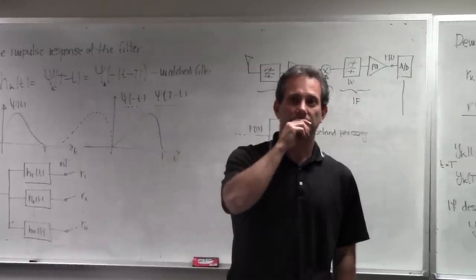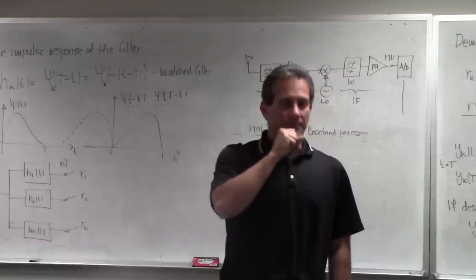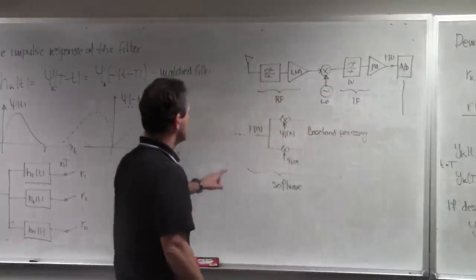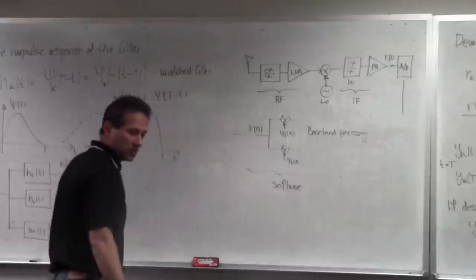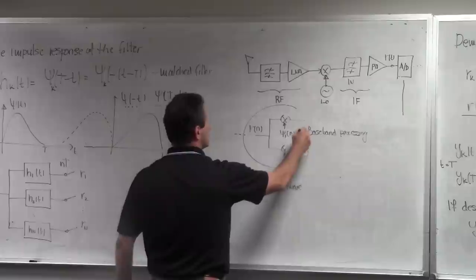In the demodulation, is there only a matched filter, or is there any other kind of filter? There are several filters, right? Where is the matched filter? This part, because it has psi 1 and psi 2. This is the matched filter, right? This correlation here.